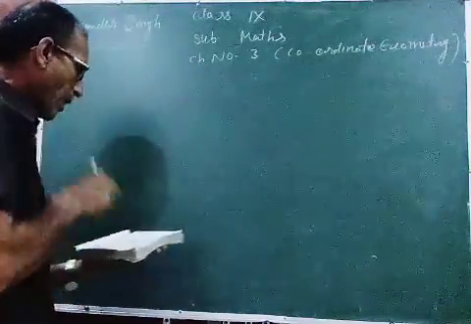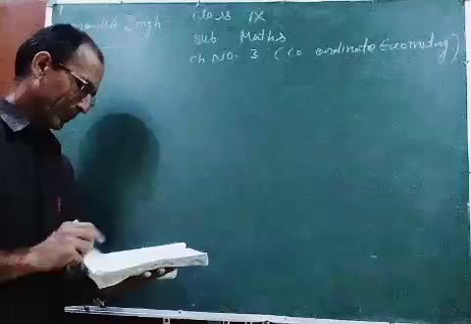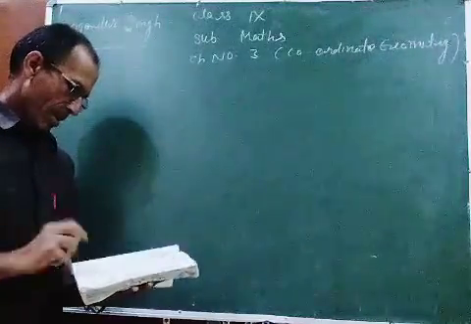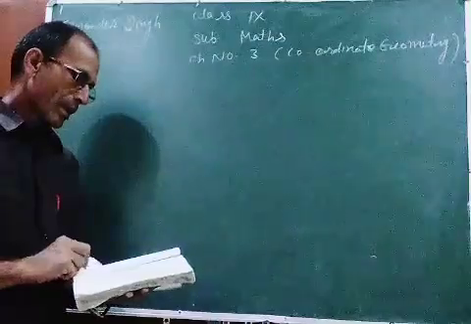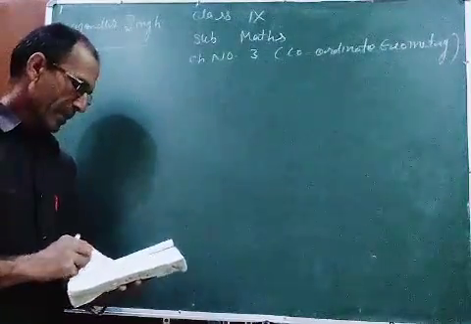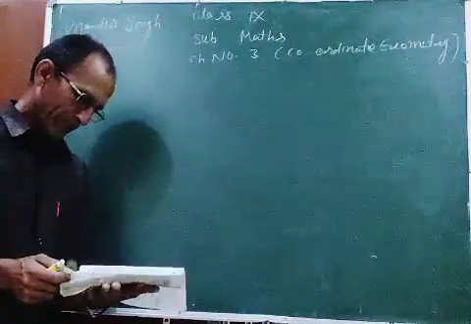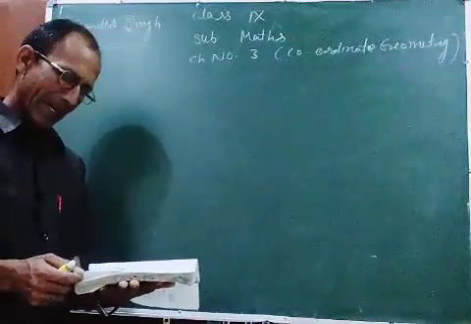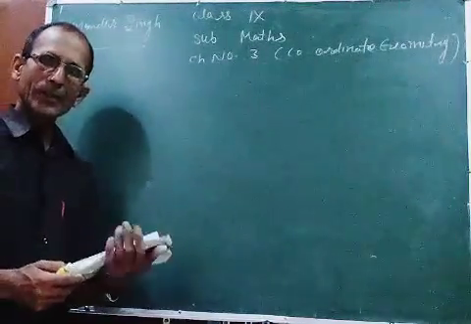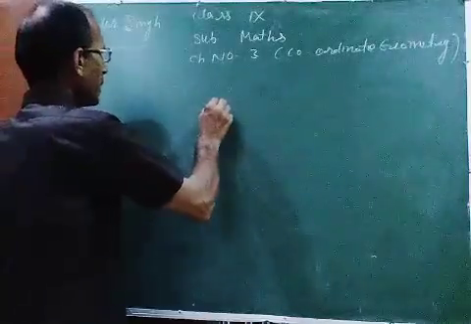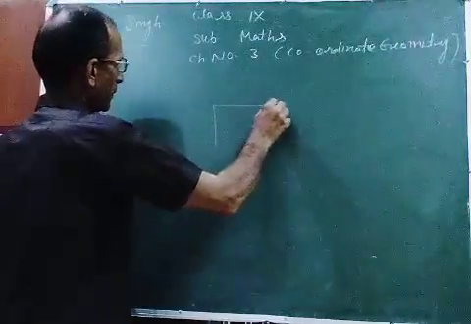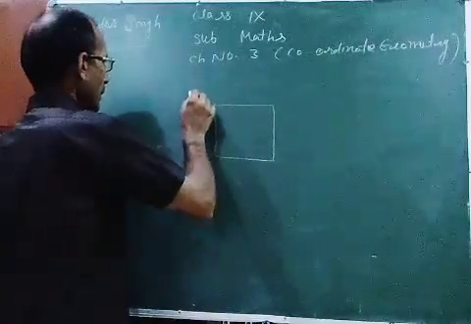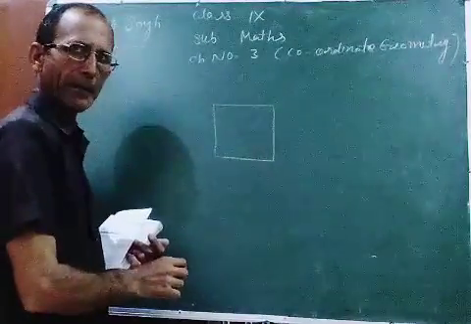Exercise 3.1. Some more questions are there in exercise 3. How will you describe the position of a table lamp on your study table to another? So, study table. So this is the top of the table.